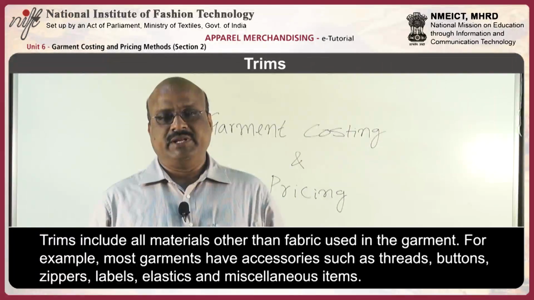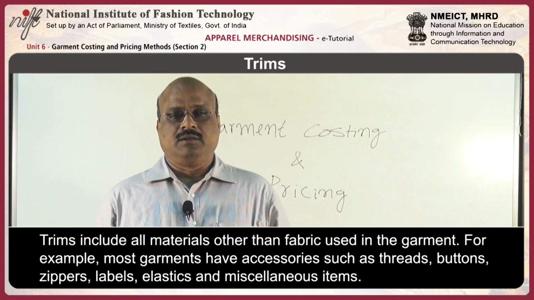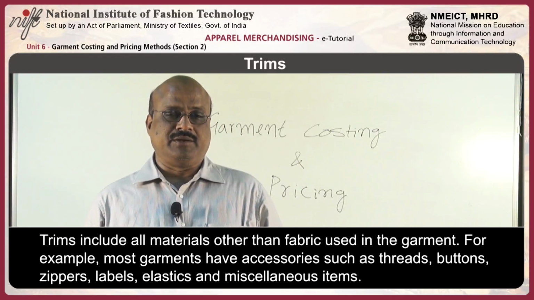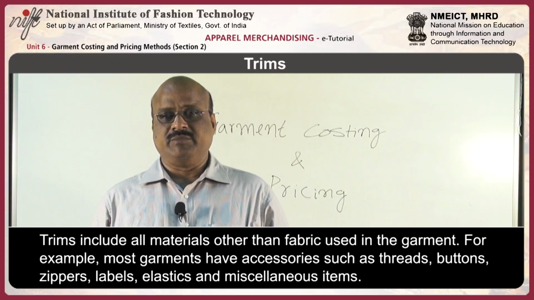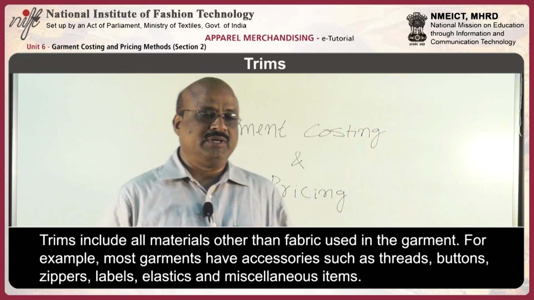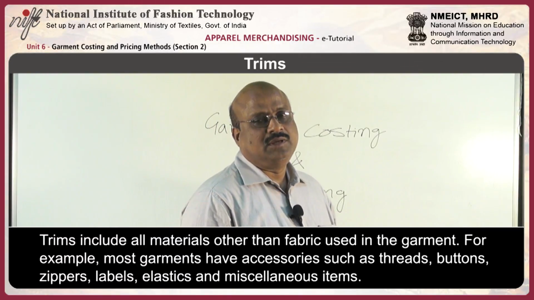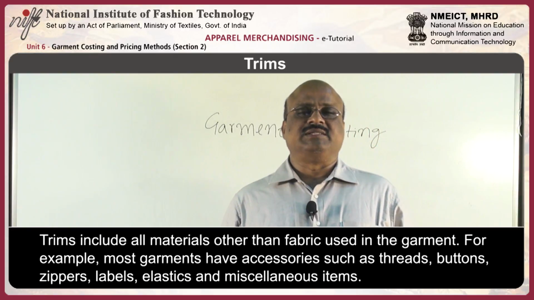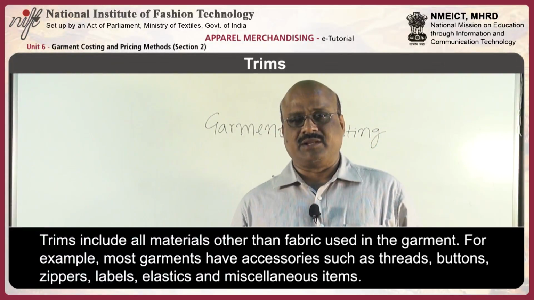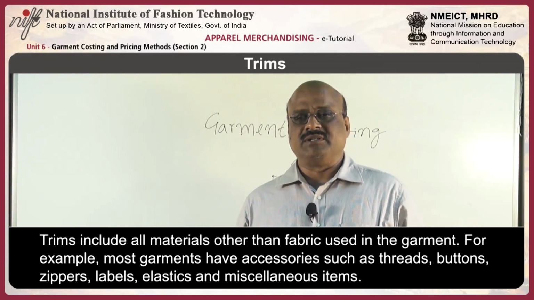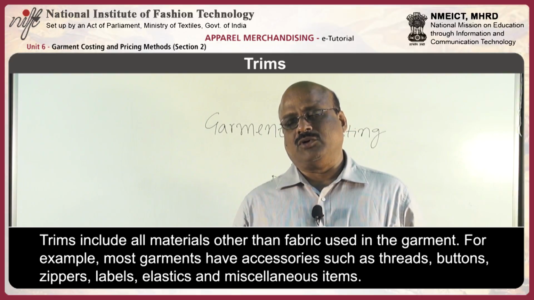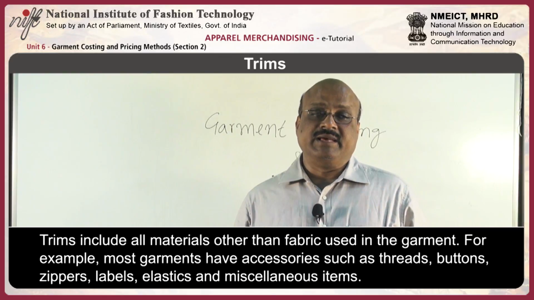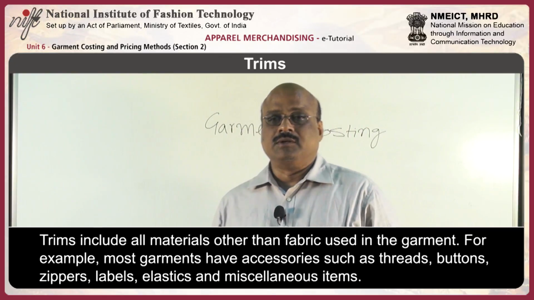Quality and quantity of trim and labor required to apply it on the garment are directly related to the cost of the garment. That means trims are again a very important factor of cost, and anything other than the main fabric that is going into the garment can be considered as trims. So there can be zippers, labels, buttons, etc. The quality and quantity of trims, and the labor required to apply them to the garment, add directly to the cost of the garment.